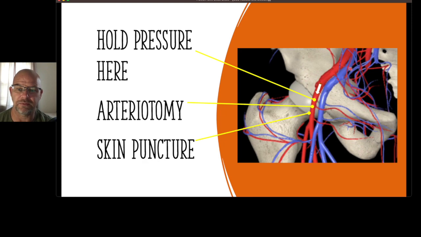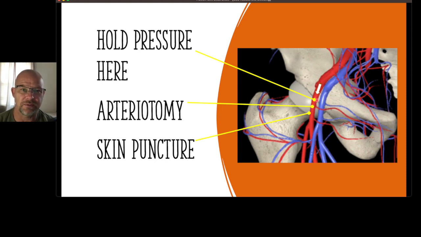If you think about how the blood flows, what we see on the surface is a skin nick, and that needle is going to be heading superior. It's going to find the artery and have the arteriotomy where it actually cuts into the artery. That will be just north of the skin nick of the site there. What we actually want to do is hold pressure above that.